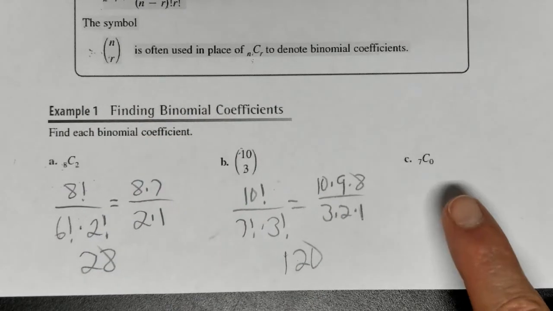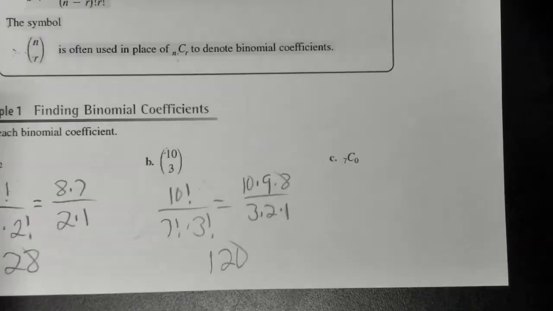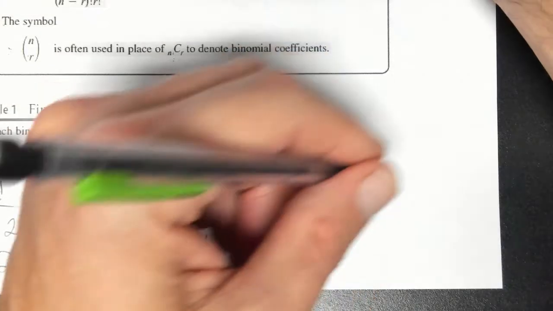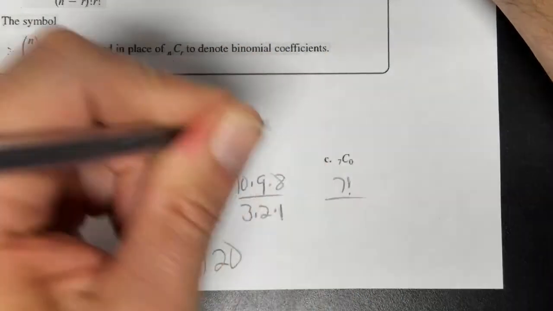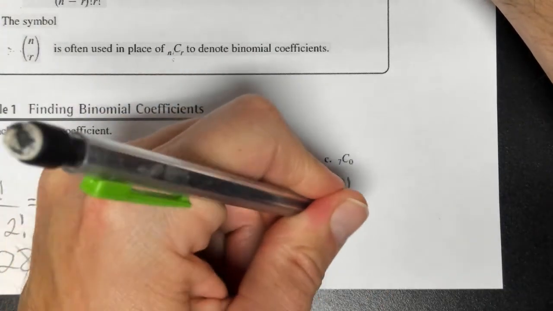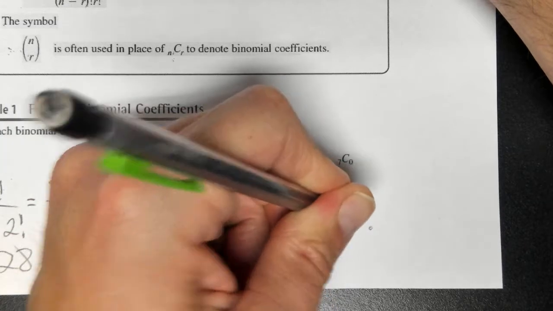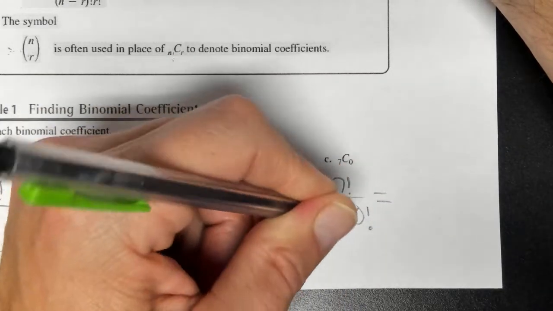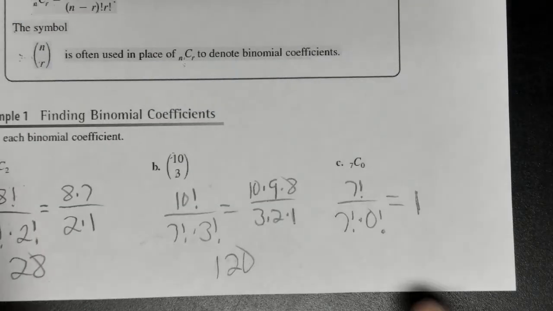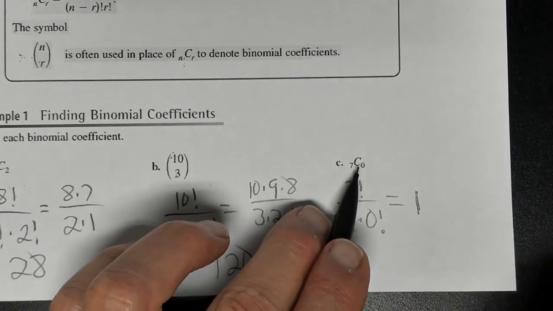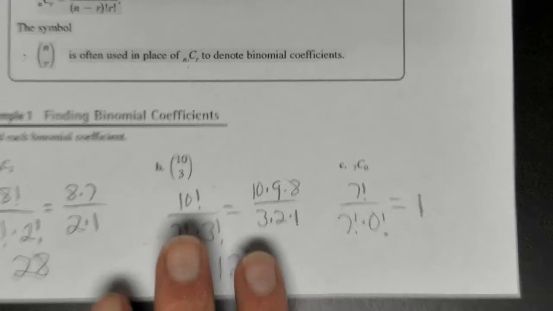And the last one, 7 choose 0. And when we look at that, that would be 7 factorial over 7 factorial times 0 factorial, which, by the way, is just 1. So that's 7 factorial divided by 7 factorial. That's just a 1. So with 7 objects, how many different combinations can you get by choosing 0? 1. You just don't pick any of them. All right?